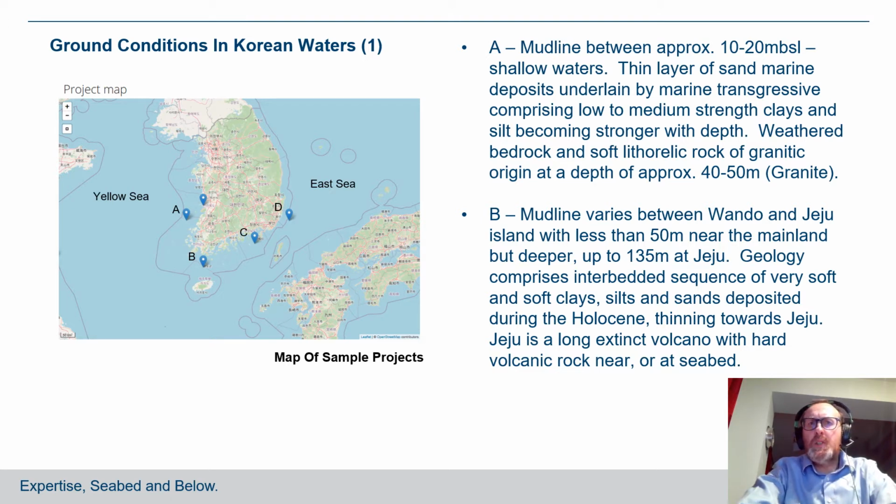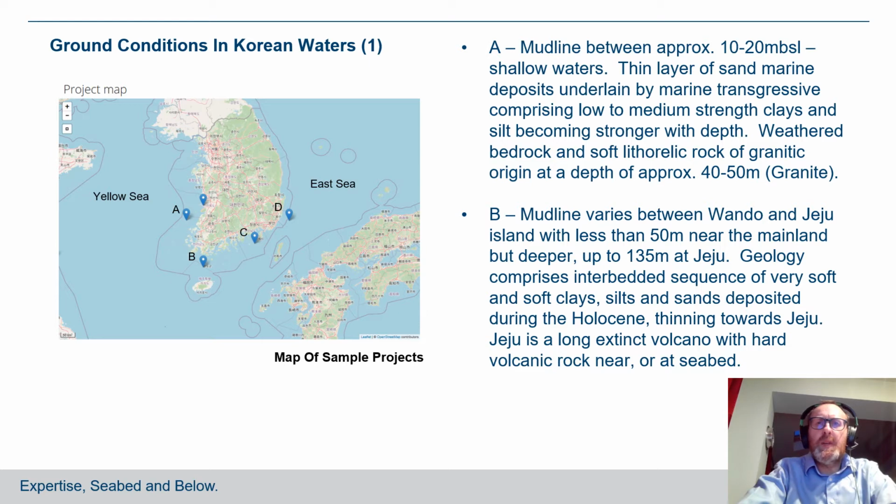Going on to talk about ground conditions, I'll illustrate that by just talking about the conditions we've encountered at 4 sites we've recently looked at on offshore Korea. So looking at Site A, first of all, it's a site that's to the west of Korea in the Yellow Sea. It has 10 to 20 meters of water depth, and the ground conditions comprise a thin layer of marine sand, which is underlaid by low to medium strength clays and silts, which are normally consolidated and are transgressive deposits from the Holocene era. Underlying that is weathered bedrock, which is granitic in origin, and that's at a depth of about 40 to 50 meters.